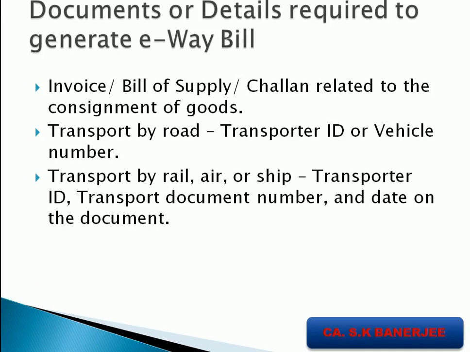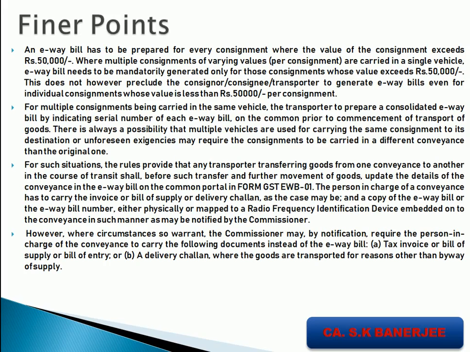Now, the documents required for e-way bill generation: invoice or bill of supply, or challan related to the consignment of the goods. If transport is by road, then transporter ID or vehicle number. If transport is by rail, air or ship, then transporter ID, transport document number and date on the document. These are certain finer points regarding e-way bill generation and the law, which you can read if you want. I have covered all of these in the video itself, so this is just a summary of the points which I have covered.